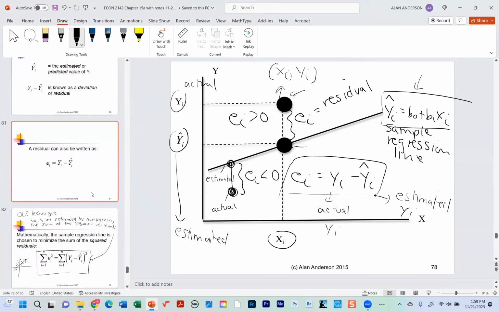All right, now here we go. This is what we've been building up to in this section, at least: the equations that we'll use to run our regression.